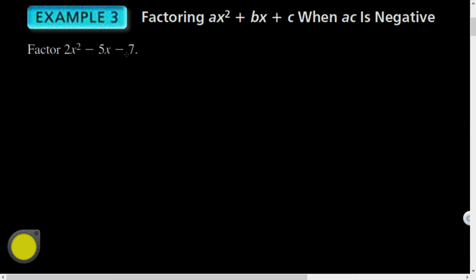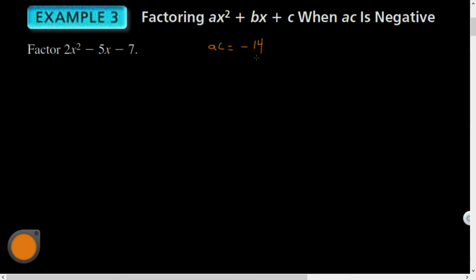So here we go. All right, so factor. Bam. This has a leading coefficient that is not 1. So I can't just do the regular old find the factors of C. I need to find the factors of AC. So over here, I'm going to figure out what is A times C. Well, 2 times negative 7 is negative 14. Oh, negative. All right, here we go.